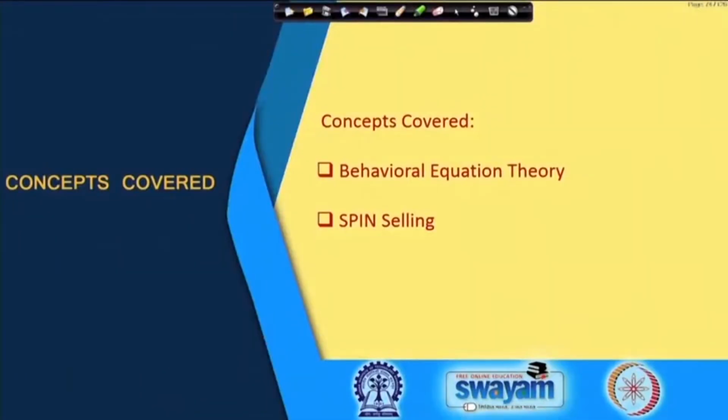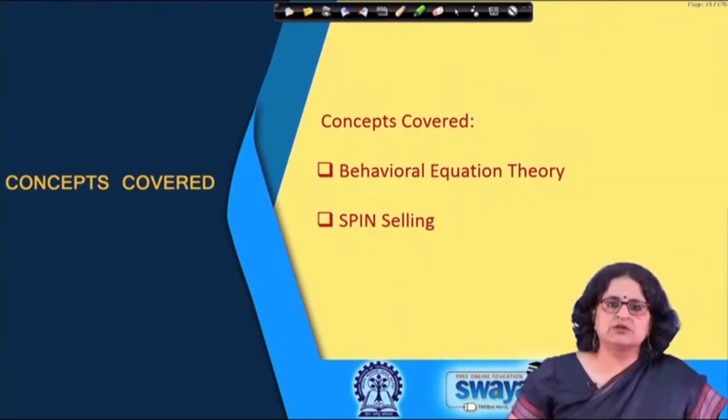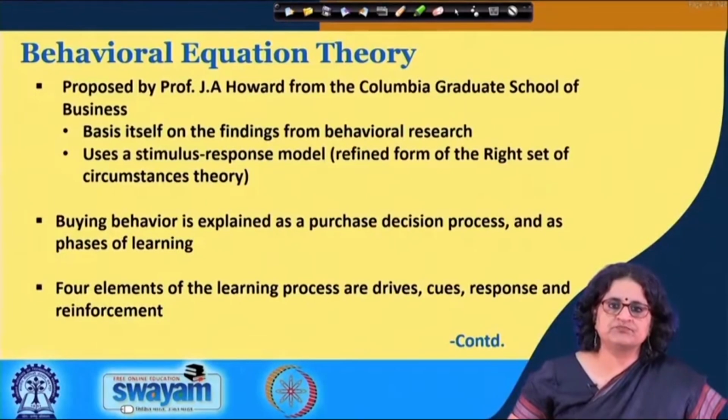Today we shall be moving on with our discussion on the various theories of selling, and we shall be talking about one theory which is both buyer and seller oriented, a combination of both, which is the behavioral equation theory. And then we shall also be speaking about spin selling, which is actually a methodology. It is not a theory, but it is a methodology as to how to bring about successful sales. So let us begin with our discussion on the behavioral equation theory.